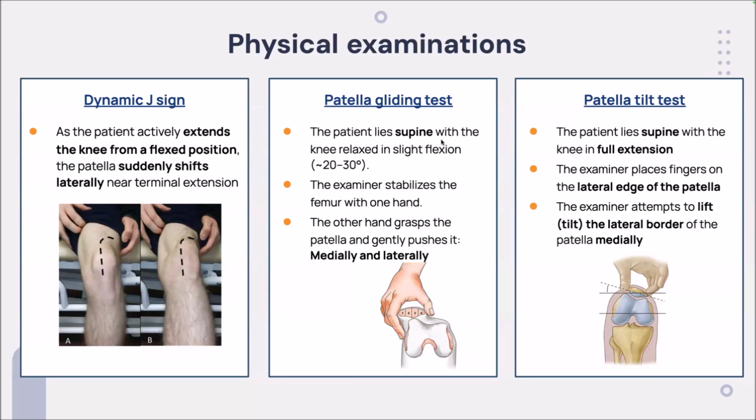The patella gliding test, where you glide the patella and gently push medially or laterally, and the patella tilt test, where the patient lies supine with the knee in full extension and the examiner places fingers on the lateral edge of the patella. Looking at the picture, you divide the patella into four quadrants. If you can move it more than half, that means the test is positive. So you can move it to the lateral side.